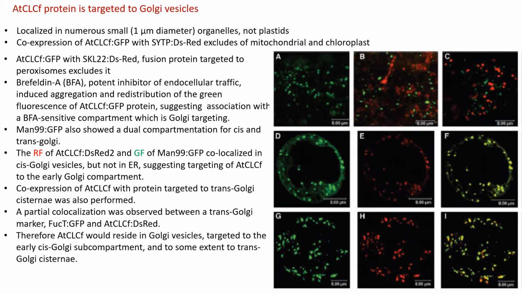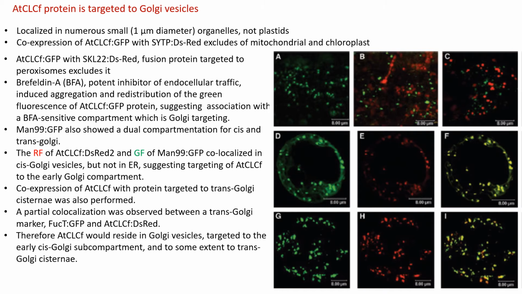In order to understand if this is present in Golgi compartments, and if it is in the cis-Golgi compartment versus the trans-Golgi compartments, experiments were done with a MAN99 fusion of GFP that could show the difference between the cis and the trans Golgi, as you can see in panel D. Along with this MAN99 GFP, a co-localization experiment was done with the red fluorescent particles of ATCLC-F along with DS red 2, as you can see in panel E. And if they are co-localized, as you can see in F, you see the yellow glowing particles of co-localization, which suggests that yes, they are present in the Golgi network.